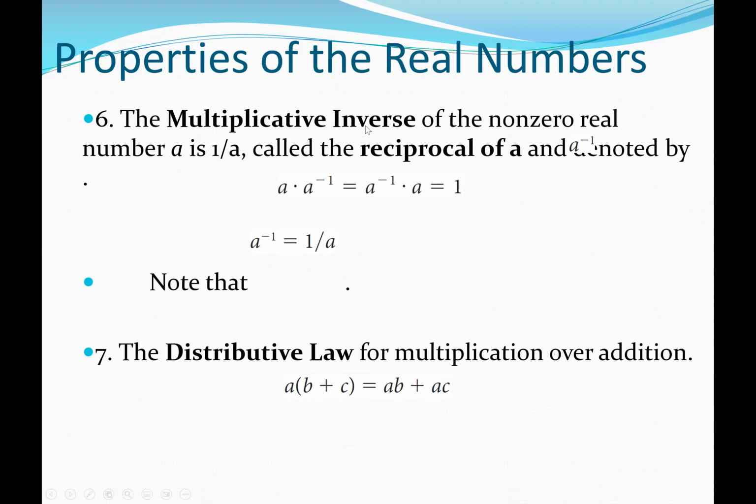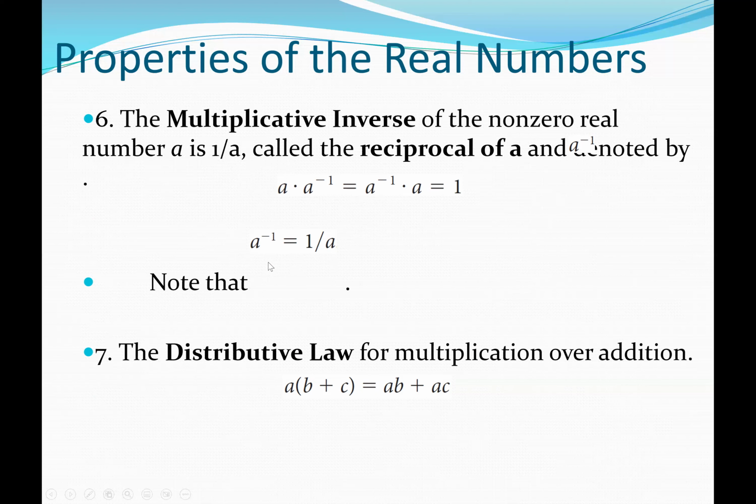Also, the multiplicative inverse of a non-zero real number A is the reciprocal of that number. So for example, A times A to the power negative 1 is the same as A to the power negative 1 times A. And A to the power negative 1 is 1 over A. So again, if you have a negative exponent, then it will be the reciprocal of that value with a positive exponent. So let's say A to the power negative 2, the answer will be 1 divided by A to the power 2.